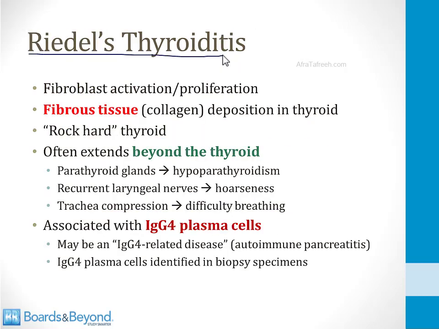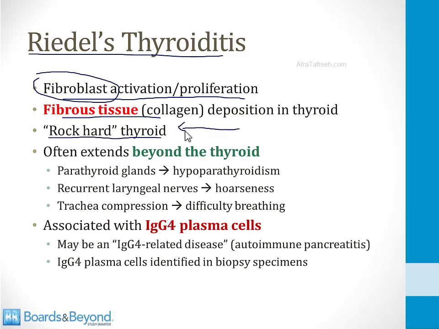Riedel's thyroiditis is a rare condition that involves fibroblast activation and proliferation, and the key word here is fibroblast, which leads to fibrous tissue and collagen deposition in the thyroid. That's the key pathophysiology feature of this disorder. This leads to what's known as a rock-hard thyroid. That is a buzzword for the USMLE for Riedel's.